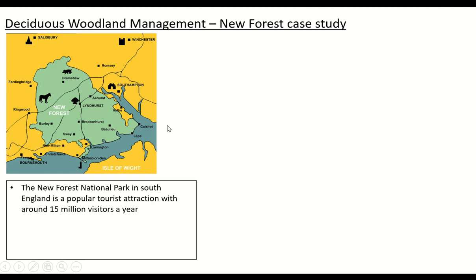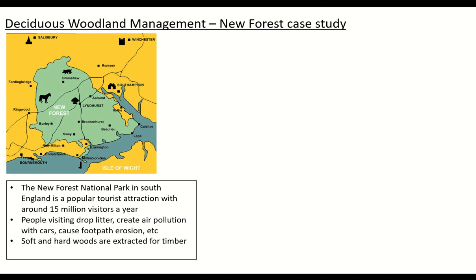So the New Forest National Park in South England is a popular tourist attraction, about 15 million visitors a year, one of the most visited national parks in the country. But when people visit, people are not as respectful maybe, particularly people that don't live there. So litter gets dropped even if it's by accident, air pollution because of cars, footpath erosion which tramples species and is not great. They extract soft and hardwoods for timber as well in the New Forest, and about 40% of it is privately owned.